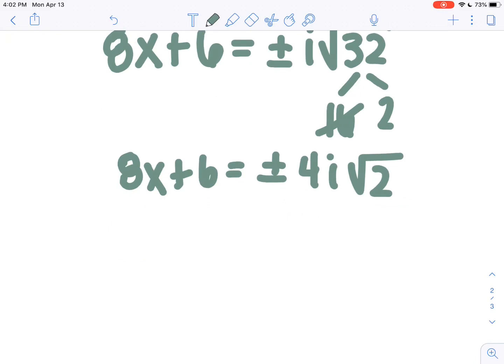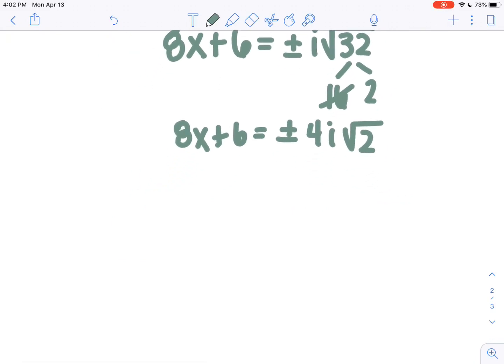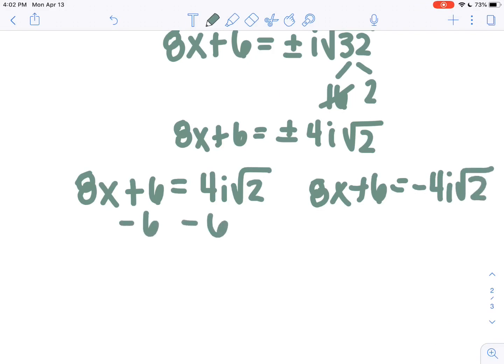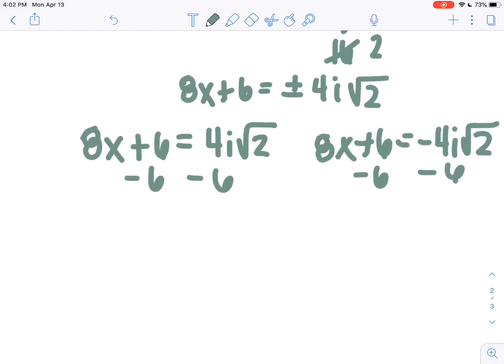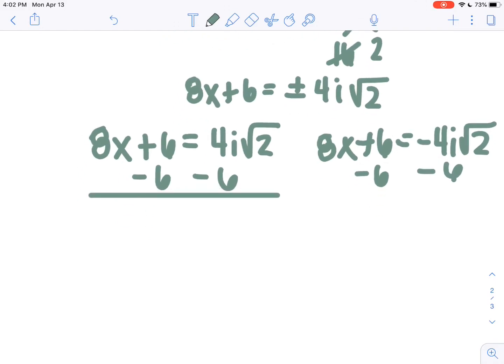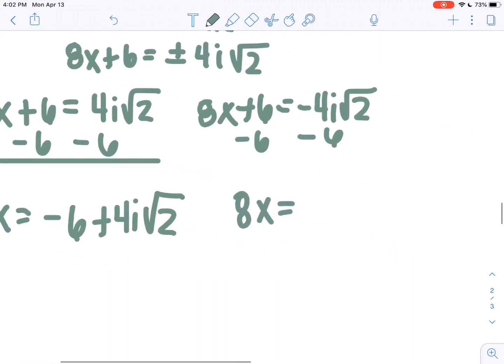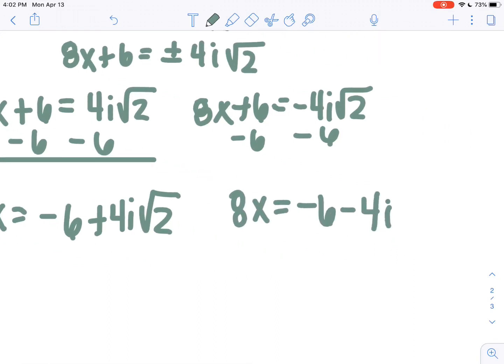Okay, then I have to subtract 6 from both sides. So if it makes it easier, if you don't like the plus minus, just separate it into 2 equations. So 8x plus 6 equals positive 4i root 2, and 8x plus 6 equals negative 4i root 2. Okay, and then I need to isolate x. So for both of them, I'm going to subtract 6 from both sides. Now I can't combine the 6 with those. You just have to write it as negative 6 plus 4i root 2. And this one's going to be negative 6 minus 4i root 2.